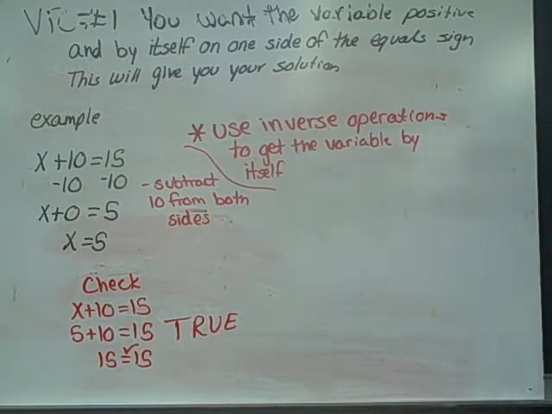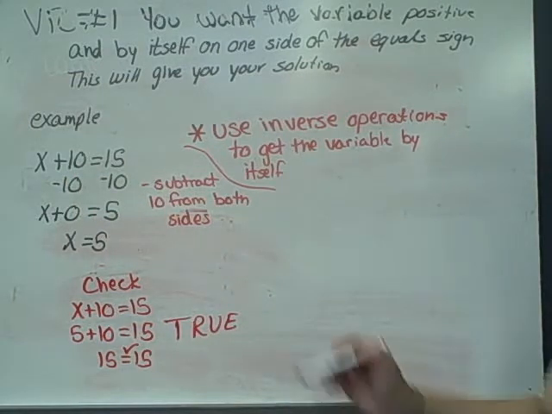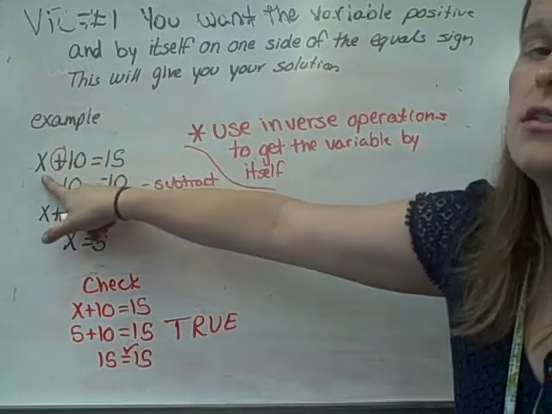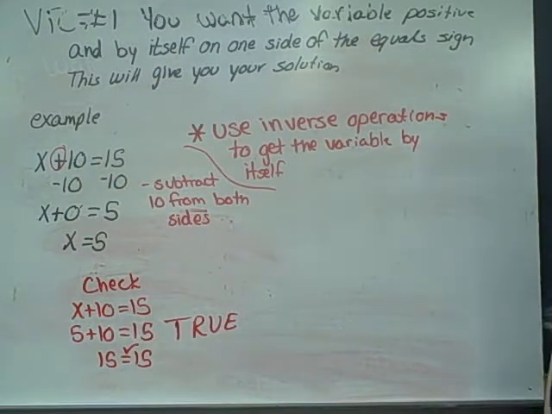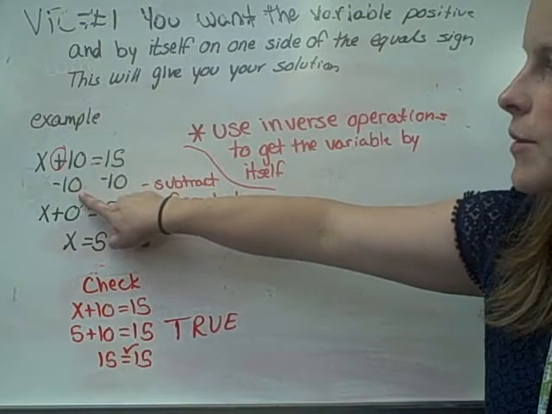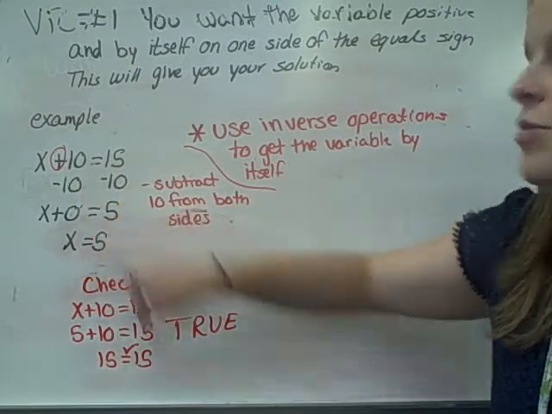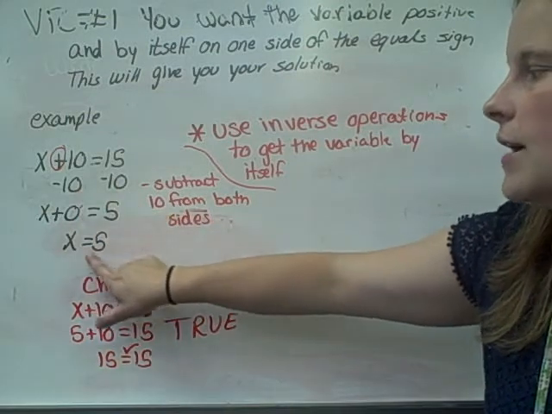We're going to use inverse operations to get the variable by itself. So if I have 10 plus x equaling 15, I'm trying to get the x alone. In order to do that, I have to get rid of this 10. Because it's plus, and we talked earlier that addition and subtraction undo each other, I'm going to subtract 10 from both sides because 10 minus 10 gives me 0, and that's what I want. But as long as I do it to both sides, I still have an equivalent equation. So I subtract 10, x equals 5.